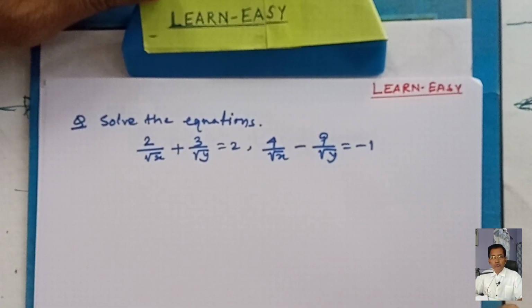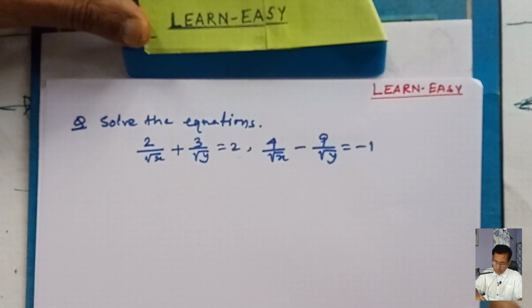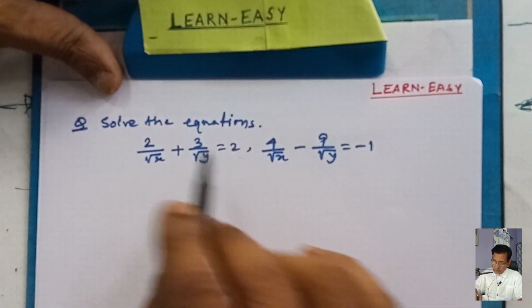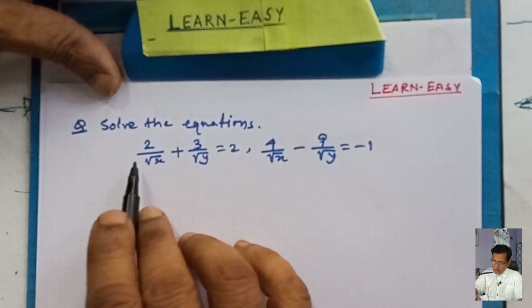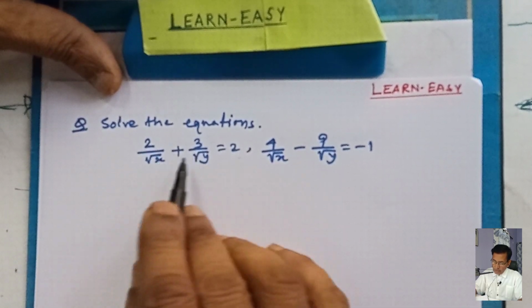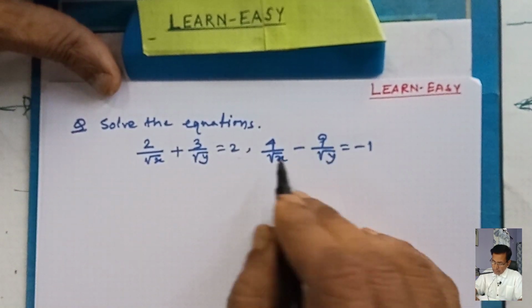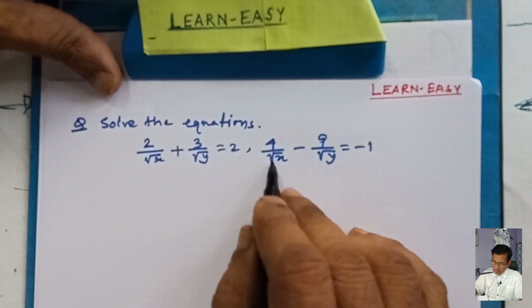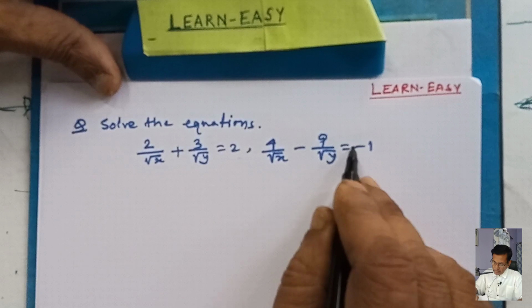In this session, we will discuss how to simplify the complicated equations before solving. This is the question. Solve the equations: 2 divided by root over x plus 3 divided by root over y is equal to 2. Second equation is 4 divided by root over x minus 9 divided by root over y is equal to minus 1.